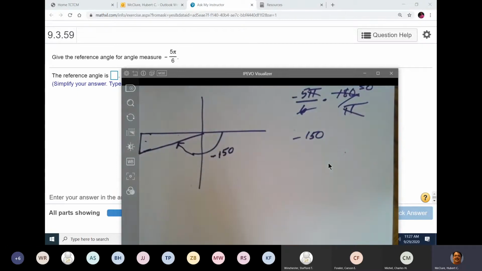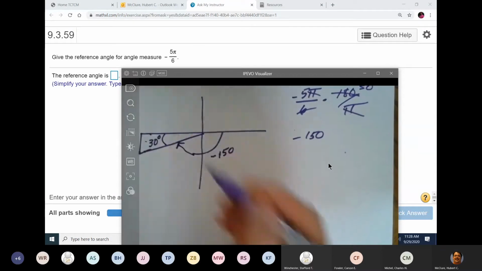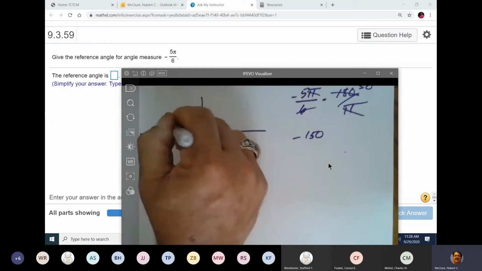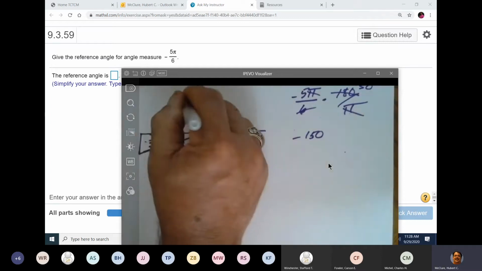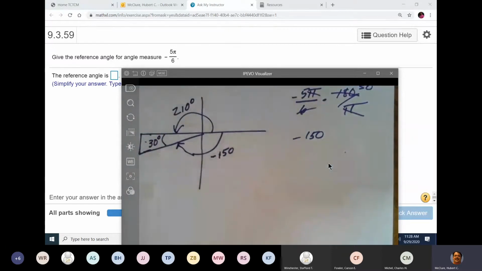So negative 150, and I don't know, what do they want? They just want to know the reference angle. Well, the reference angle we found out last week is to the x-axis. So we'll say 30 degrees here. Right there is 30 degrees to 180, or 210 degrees if you're talking about from 360. So I'm just going to show you both reference angles and whatever they ask for.